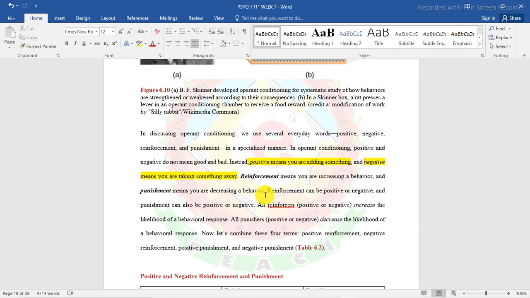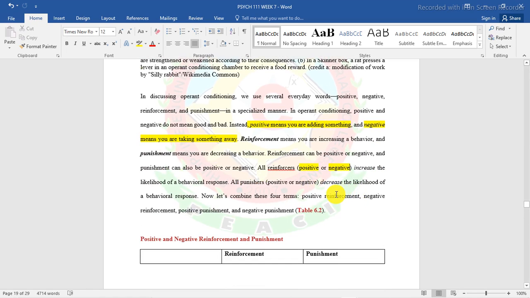All punishers, positive or negative, decrease the likelihood. So, kahit pa positive, kung positive siya na gusto mong maulit yung isang bagay, na mangyari, positive reinforcer siya. At kung gusto mong kunin yung isang bagay para maulit yung isang bagay, reinforcer pa rin siya. Pero kung gusto mo siyang i-punish, ito yung punishment: decrease the likelihood of behavior.